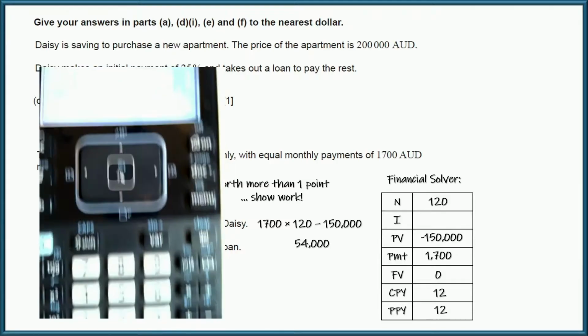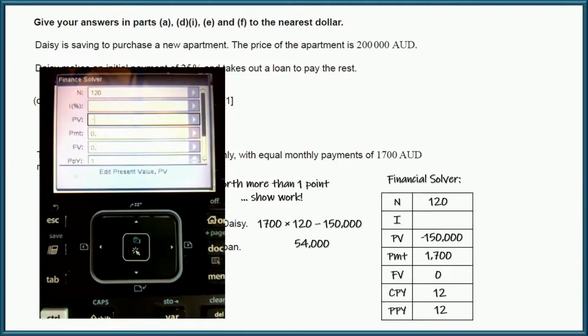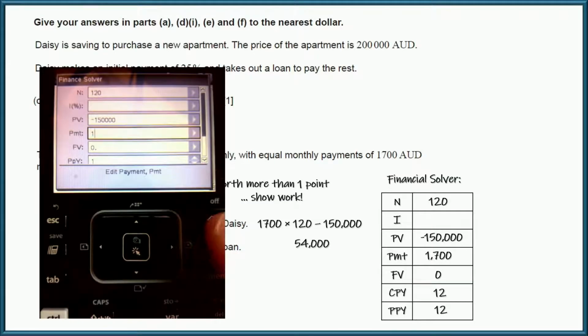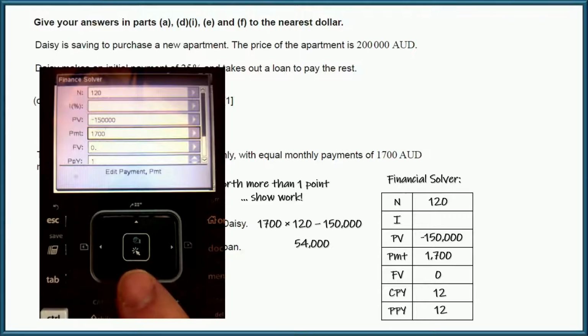This, not that. All right. So negative. Let's see. Can we see it again? Come on now. Okay. 150. 1, 2, 3 more. We know that the payment is $1,700 and the future value is 0.